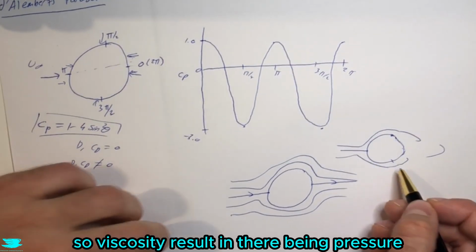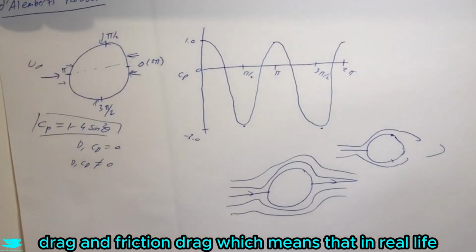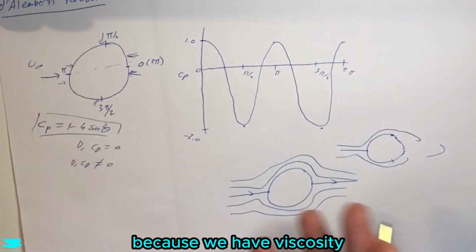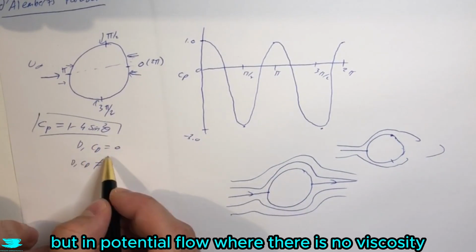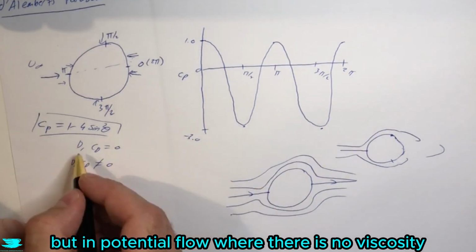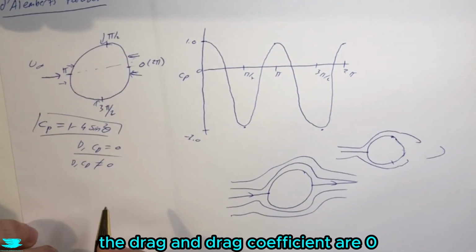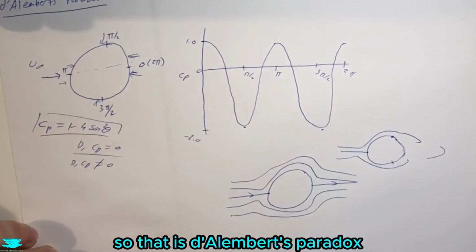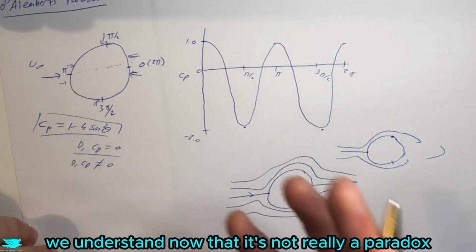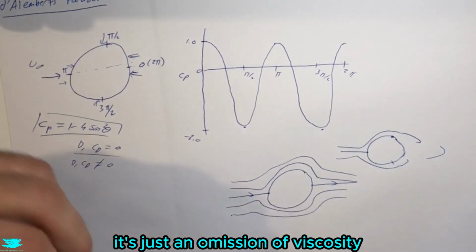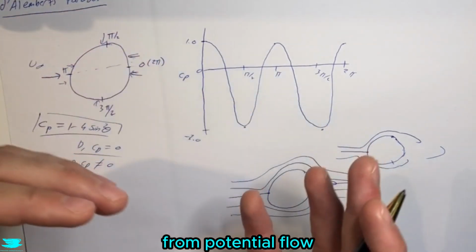So viscosity results in there being pressure drag and friction drag, which means that in real life, because we have viscosity, the drag and drag coefficient are no longer zero. But in potential flow, where there is no viscosity, the drag and drag coefficient are zero. So that is D'Alembert's paradox, and why people thought that there was a paradox to begin with. But we understand now that it's not really a paradox, it's just an omission of viscosity from potential flow.